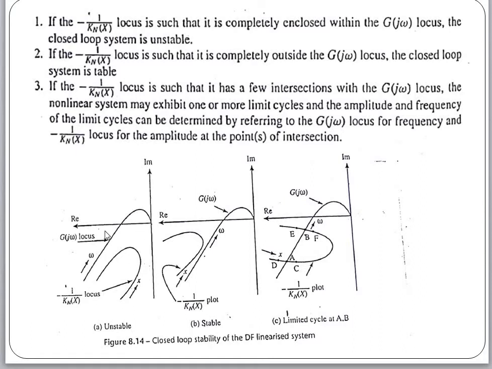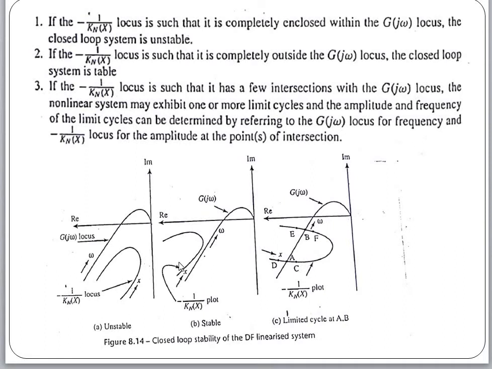This G(j omega) locus is actually the polar plot of the linearized part. You can see the polar plot here. G(j omega) locus is here. The omega starts from 0 to infinity. It goes here. And this one is the minus 1 by Kn(x) locus, where x again starts from 0 to infinity or some final value. So if this minus 1 by Kn(x) locus is completely enclosed in the G(j omega) locus, then the system is said to be unstable.